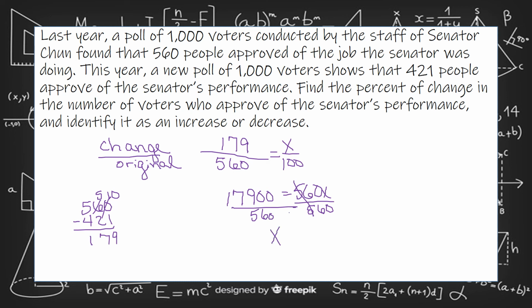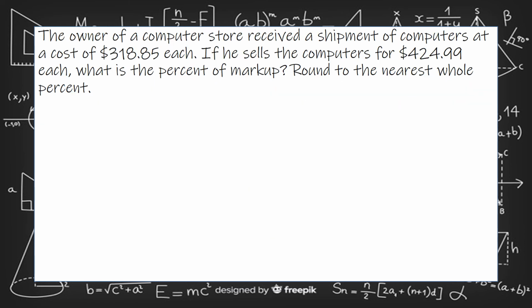And 17,900 divided by 560 gives us 31.96%. And then we have to identify it as an increase or a decrease. Well, he started at 560 and now he has 421. That amount went down.